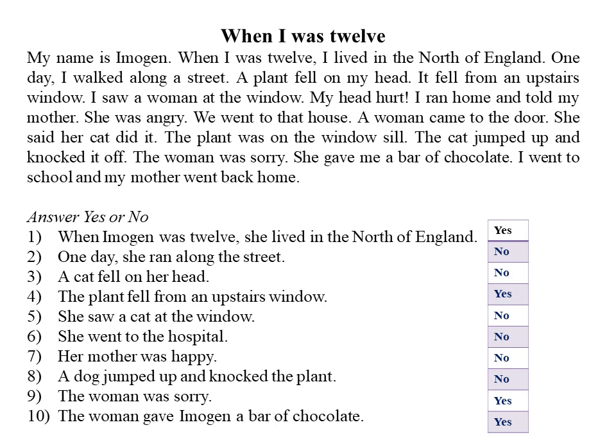What about number 9? Was the woman sorry? Yes, she was. So it is yes. What about the last one? Yes, it is correct because the woman gave Imogen a bar of chocolate. Hope you have got all the 9 sentences correct.